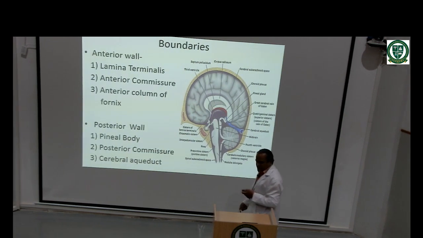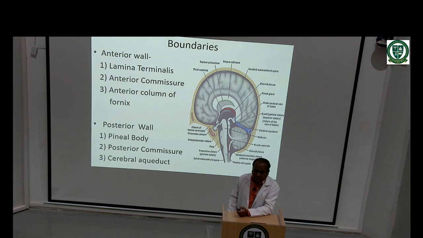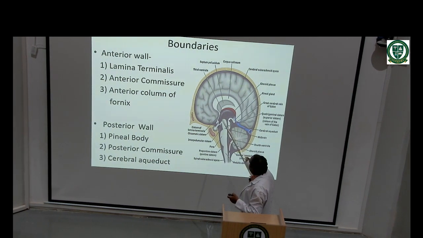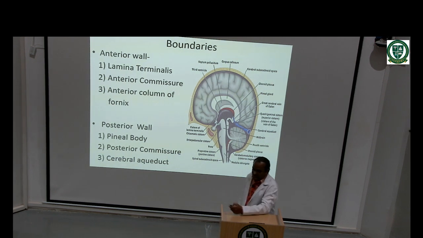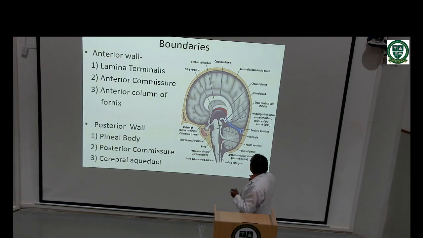So let us study the boundaries of the third ventricle. So this is the third ventricle. What are the boundaries? It has got anterior wall, posterior wall, and lateral wall. What is present in the anterior wall? This is the sagittal section of the brain. So this is the anterior wall, this part.